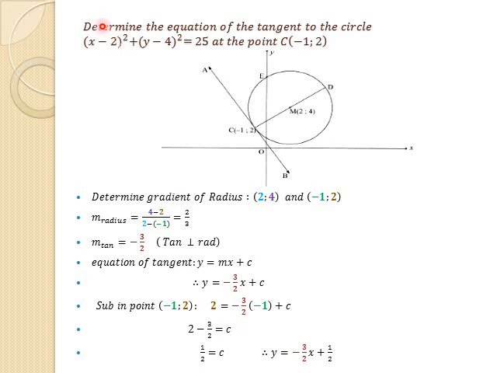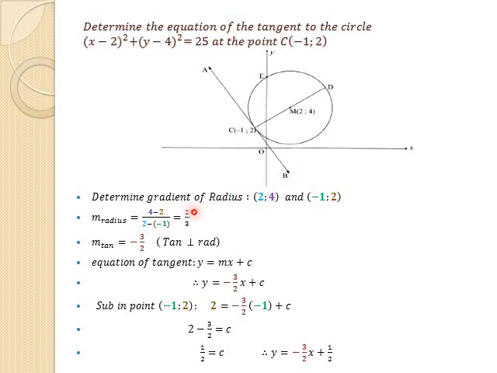Alright, now determine the equation of the tangent to a circle (x minus 2) squared plus (y minus 4) squared equals 25, at the point C (-1, 2). So this one I've taken straight from a past exam paper. So we first need to know the center is at (2, 4). So M is (2, 4). The point C (-1, 2) is where the radius meets the tangent AB.